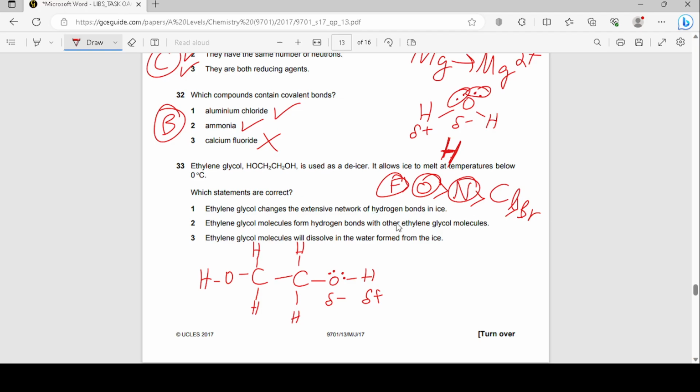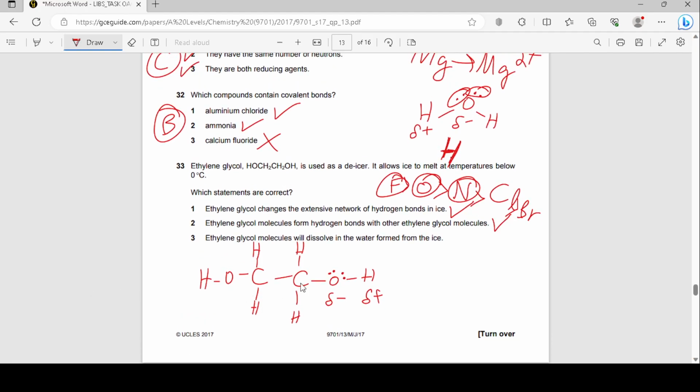So ethylene glycol changes the extensive network of hydrogen bonds in ice. That's right, because both of them have hydrogen bonds, so they're able to form bonds with each other. So it is able to dissolve in the ice or whatever. I don't know if dissolving is the appropriate word in this situation, but you get my point. Then the second point is that ethylene glycol molecules form hydrogen bonds with other ethylene glycol molecules.